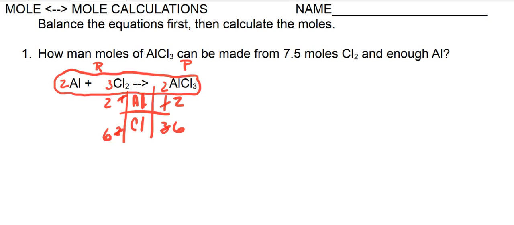So now what we can do is take what we're given in word problems, whether they're math, physics, or chemistry. With word problems, find out what you're given and find out what you're looking for. What we're given is 7.5 moles of chlorine, Cl2. And how many moles of AlCl3? That's what we're looking for, how many moles.